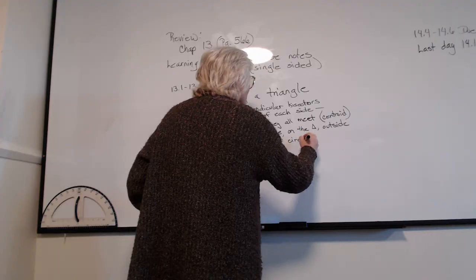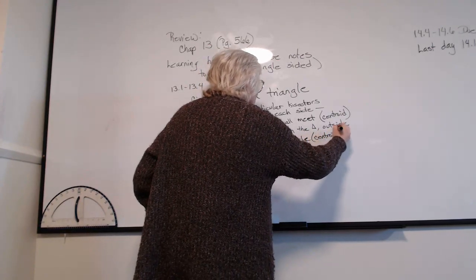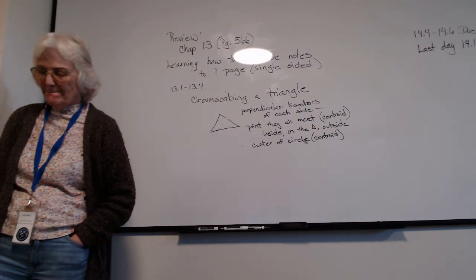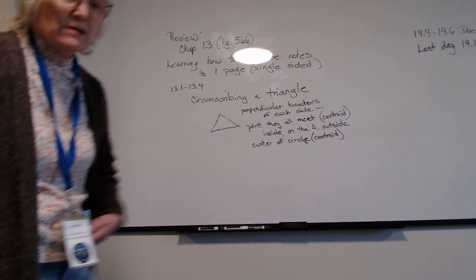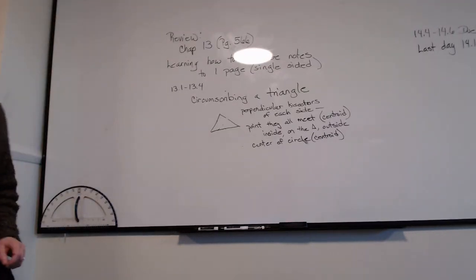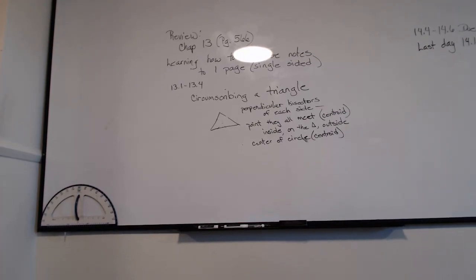Wait, so that's also the incenter? No, the incenter is different. An incenter is the center of a circle, but it's a different circle, a circle inside the triangle. Okay, so that's really 13.1, isn't it? That's all about 13.1.